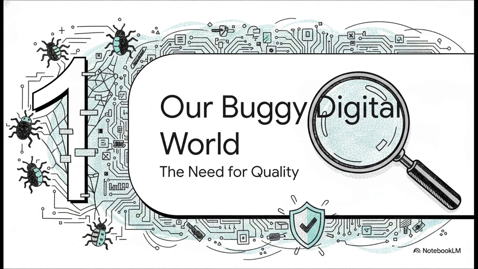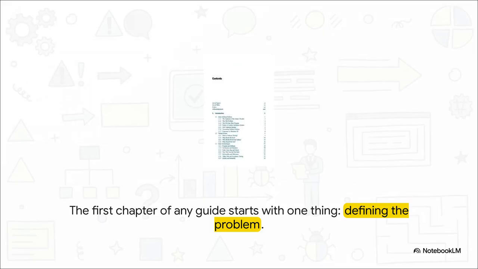Okay, let's start here. Our buggy digital world. I mean, before you can even begin talking about a solution, you really have to understand just how big the problem is. And if you look right here in our source material, the table of contents basically tells the whole story. Chapter 1 isn't about the cool solutions. It's all about the problem. Software failures. The errors, the faults, all the things that go wrong. This is the starting line.